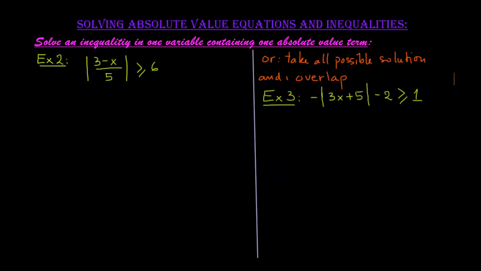Okay, let's go over 2 more examples to make sure we understand the concept. So example 2, we have the absolute value of (3 minus x) over 5, close the absolute value, greater than or equal to 6. So in this problem, the absolute value is already by itself, so all we need to do is break it down into 2 inequalities.